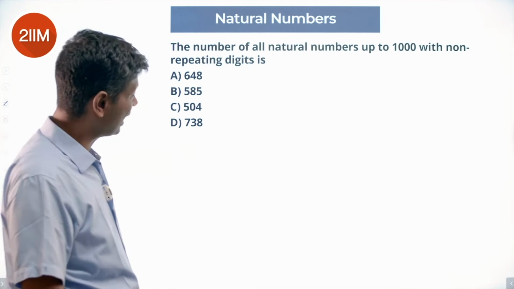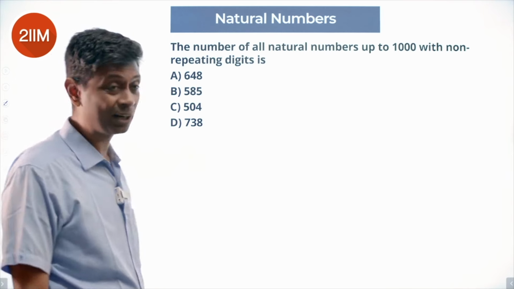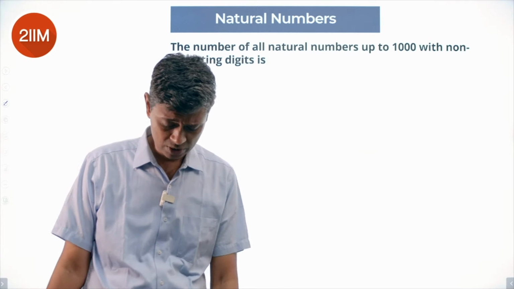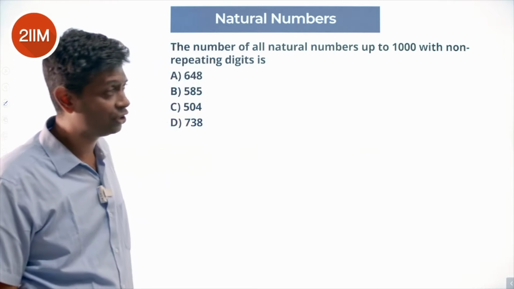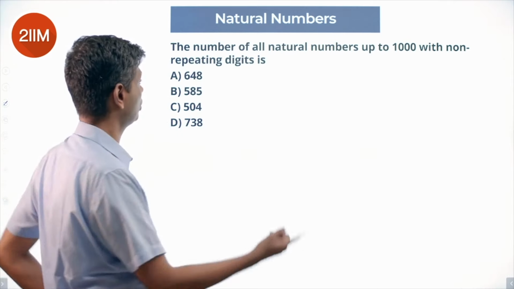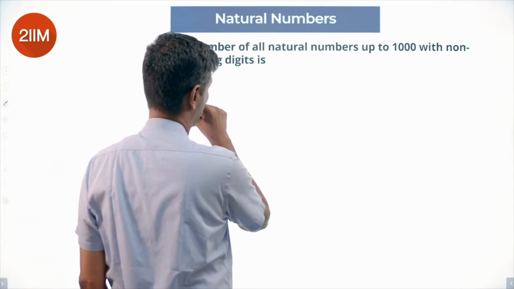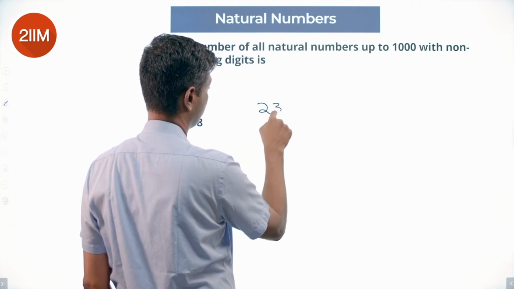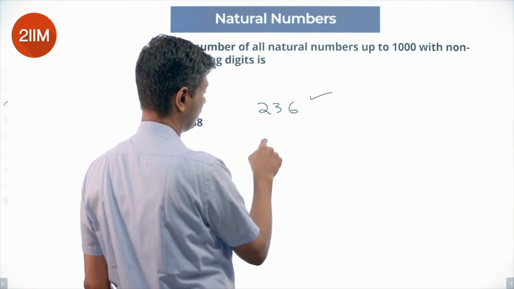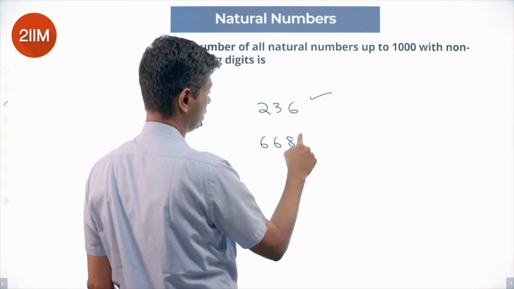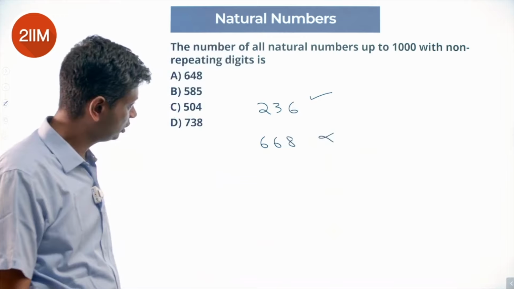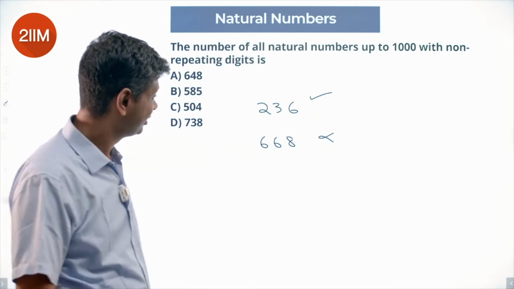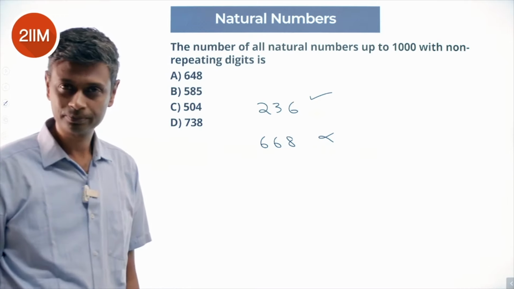The number of all natural numbers up to 1000 with non-repeating digits. So up to 1000, we have a number like 236, we'll count it. We have a number like 668, we won't count it.